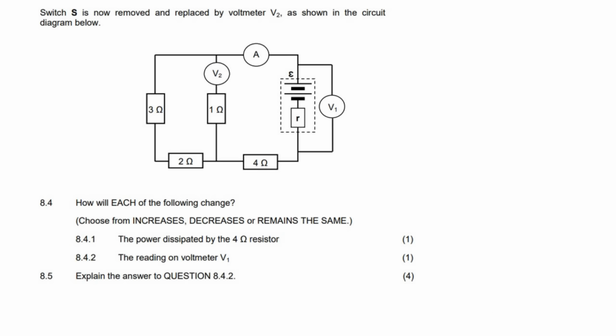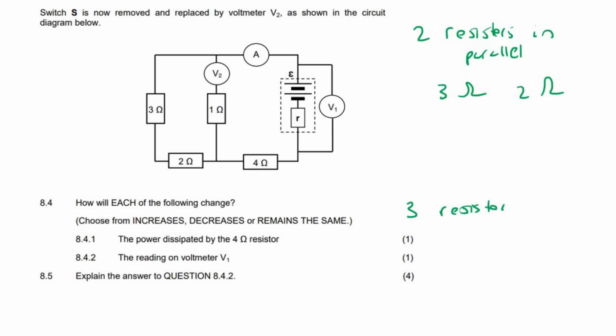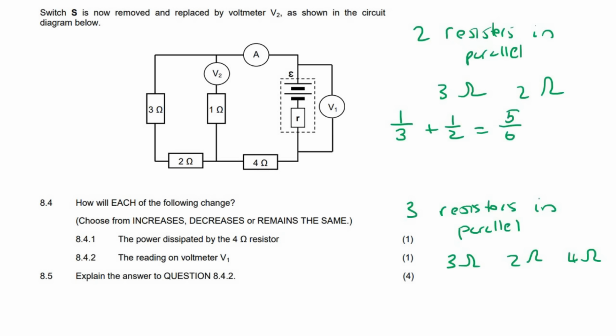Let's say we have two resistors in parallel. One of them is a 3 ohm and one of them is a 2 ohm. Then I'm going to show you what will happen if we have 3 resistors in parallel. One of them will be a 3 ohm, one of them will be a 2 ohm, and one of them will be a 4 ohm, for example. So if we use the parallel formula, 1 over 3 plus 1 over 2, if you work that out, you get 5 over 6, but then you have to switch it over, remember. So then you would get R parallel is equal to 6 over 5, which is the same as 1.2 ohms.